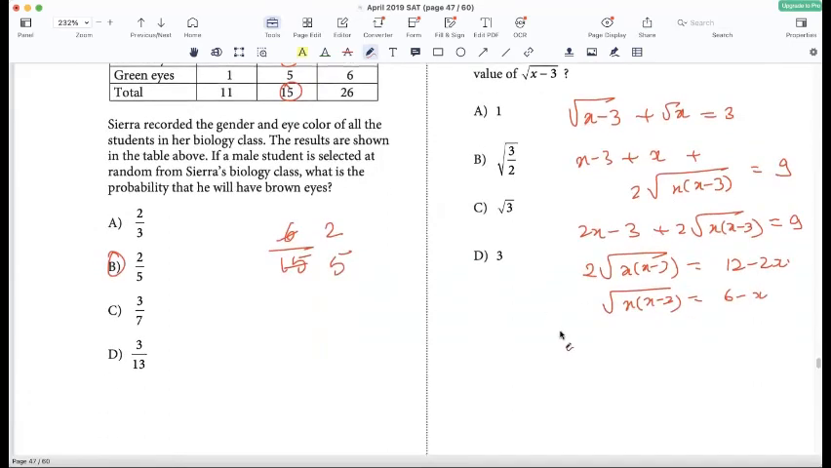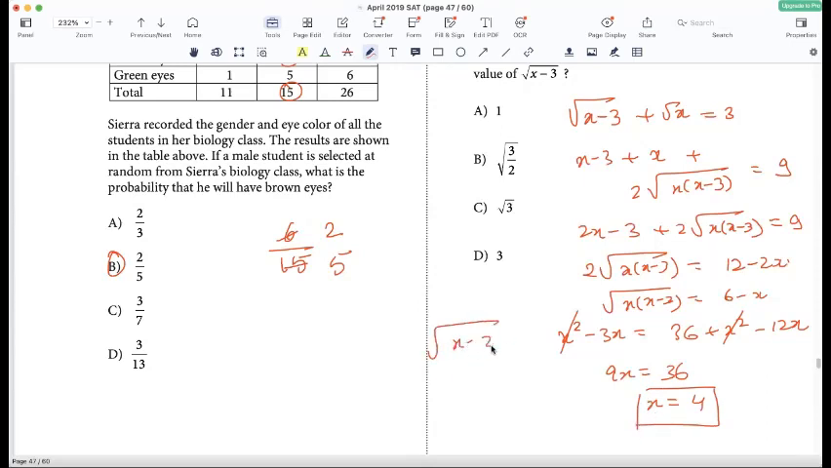Okay, we square again. So x squared minus 3x is 36 plus x squared minus 12x. This and this cancel. So 9x is 36. So x is 4. But we need to find root of x minus 3. So that's root of 1. That's 1. Okay.